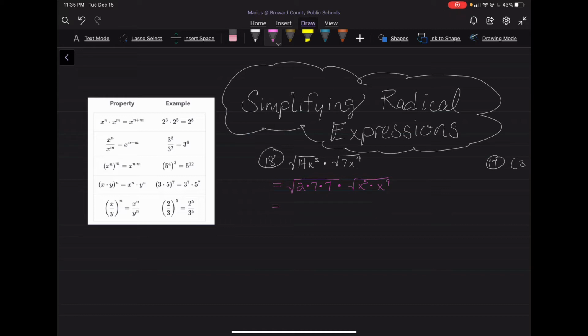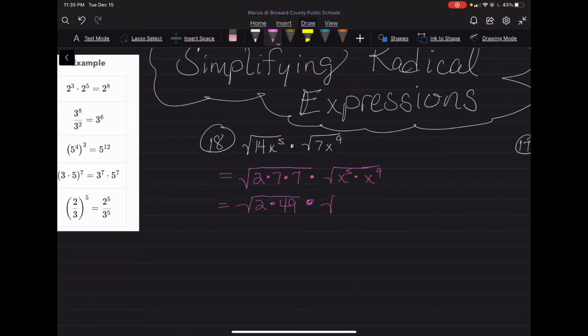Now, when we're simplifying the first radical, I'm going to leave the 2 alone. I'm just going to multiply the 7 times 7. So it's going to become the square root of 2 times 49, times. Now, using the properties of exponents here, we're going to add our exponents. So that's going to become 5 plus 9 makes 14. It's going to be x to the 14th power.